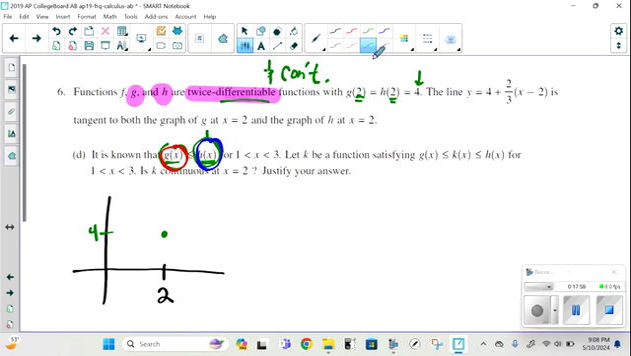So maybe g of x does something like this, or it comes through here, it goes like that. Maybe h of x does something like this, comes down, hits it. So, whatever. I think you get the point. h of x is always higher from 1 to 3. It's always the bigger function.